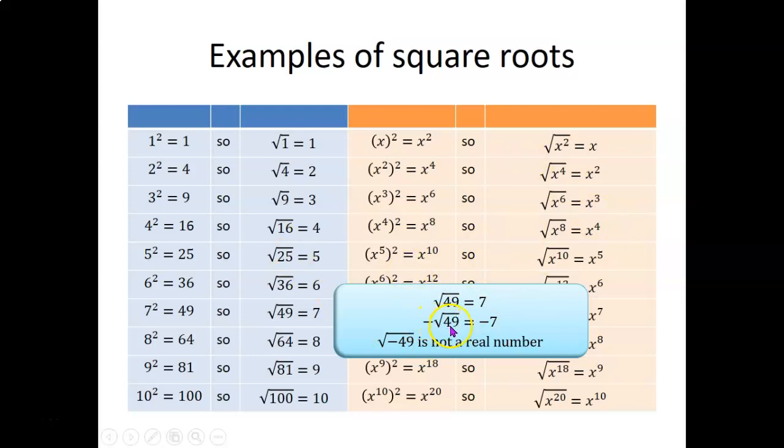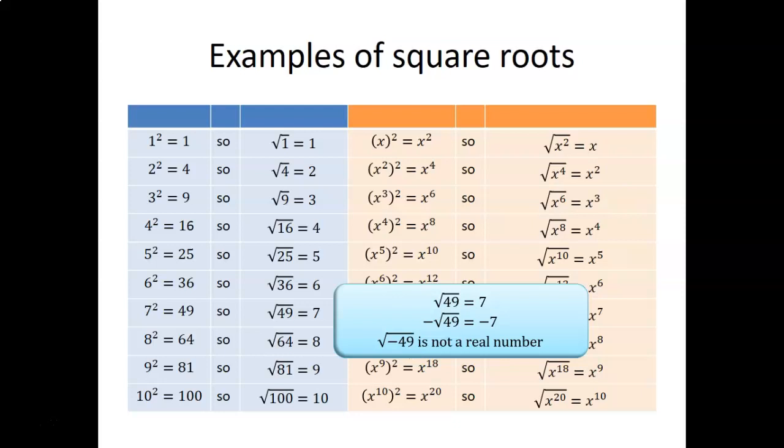The negative square root of 49 would be negative 7. If we had the negative sign as part of the radicand, so that it says the square root of negative 49, well, that's just not a real number.